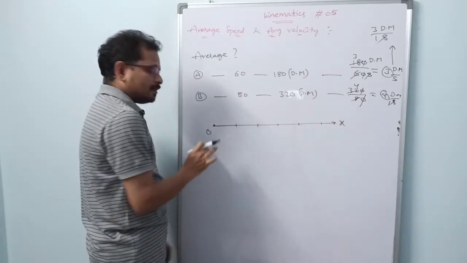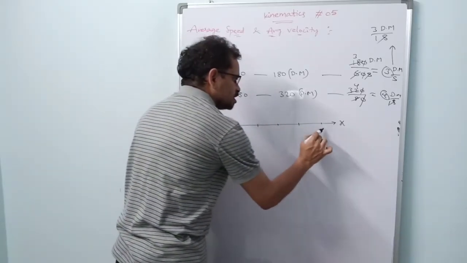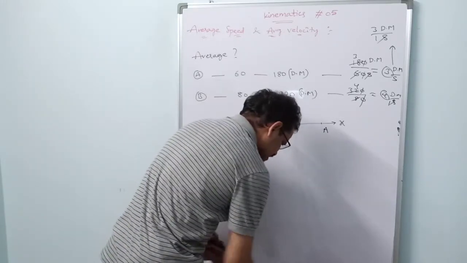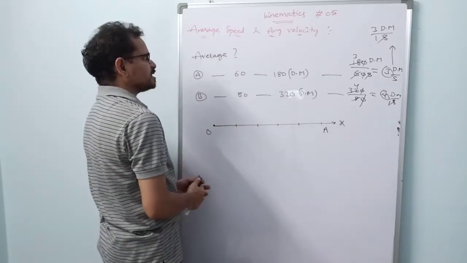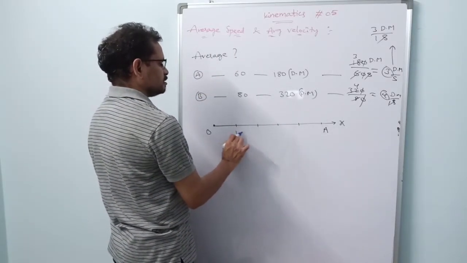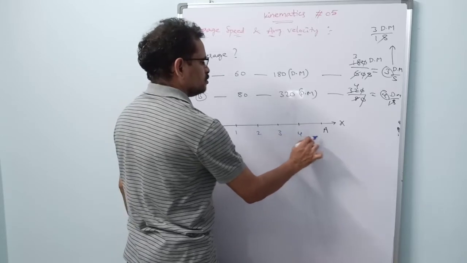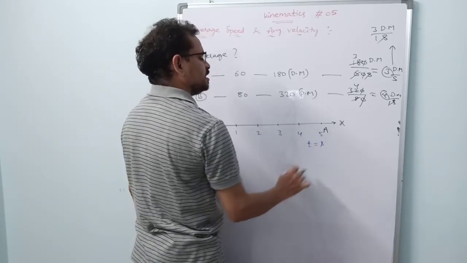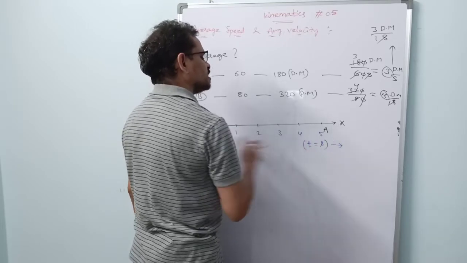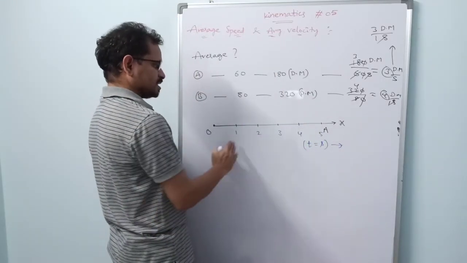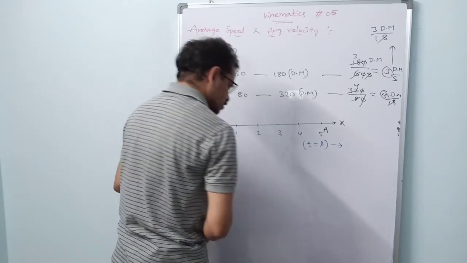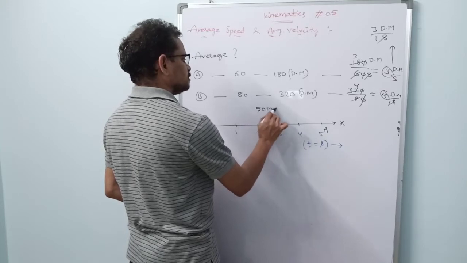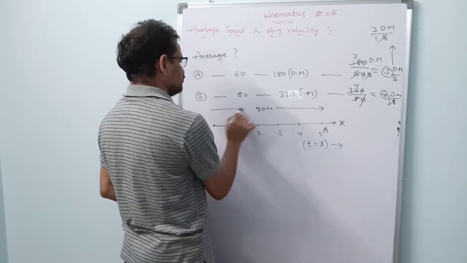Let us suppose a particle is starting its journey from O and reaching this point A. Let us take the previous example here. Suppose this is 1 second, 2 seconds, 3, 4, 5. So T is taken in seconds, along the positive x-axis. And the total journey is 50 meters.